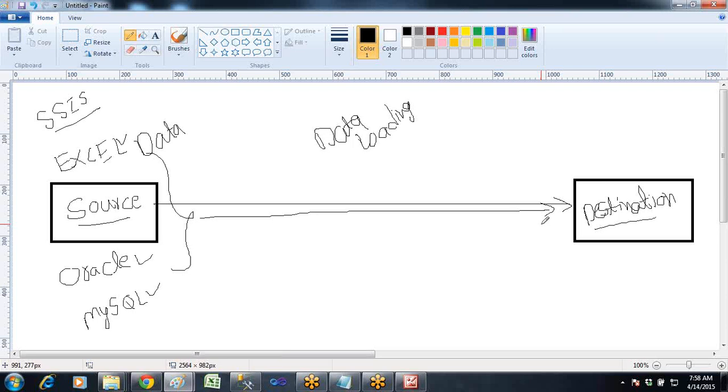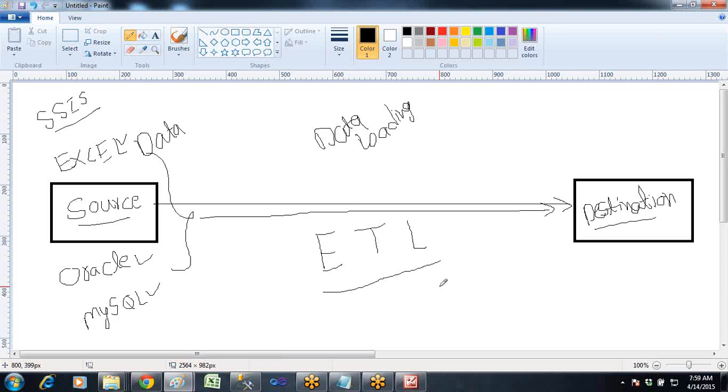So SSIS is capable of collecting the data from all these different types of sources, and then it will move the data to destinations. The total data loading process can be named ETL. Okay, so what do you mean by this ETL? ETL stands for extraction, transformation and loading. Remember, extraction, transformation and loading.